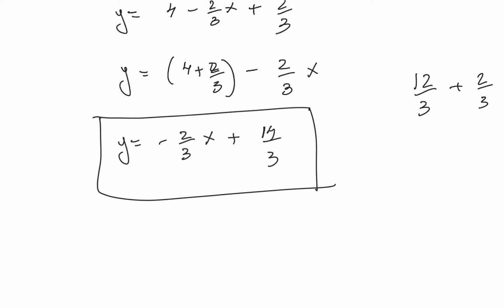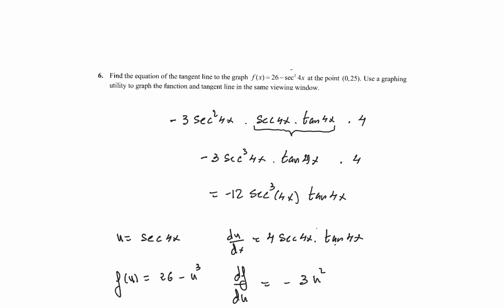This is the equation of the tangent line that passes through the point (1, 4) and is tangent to the curve. It kisses the curve only in one point. What point? The point (1, 4). Now we are going to do the following problem.